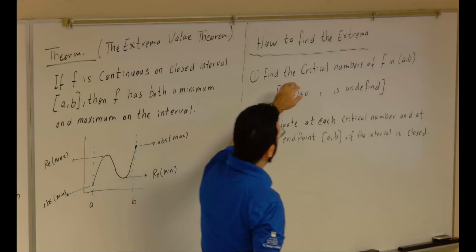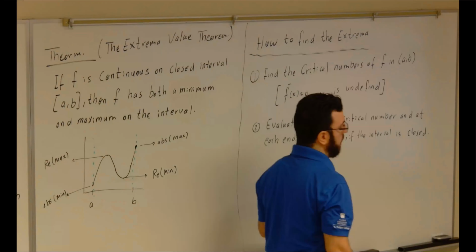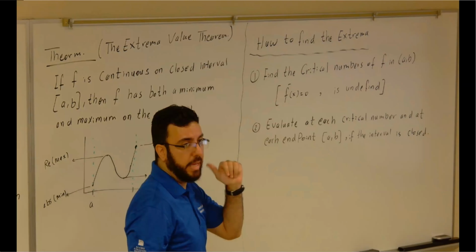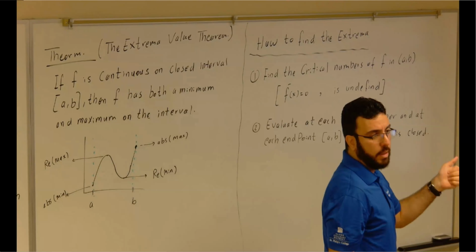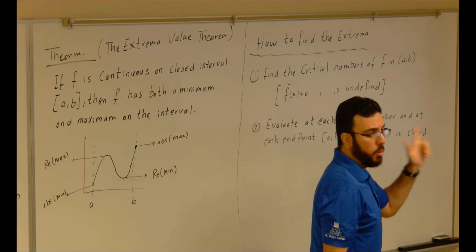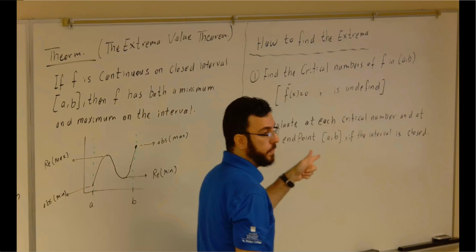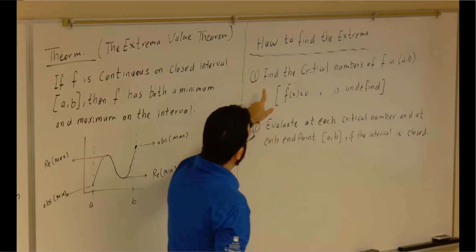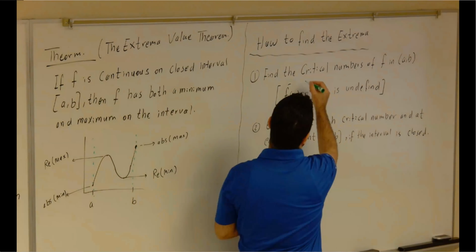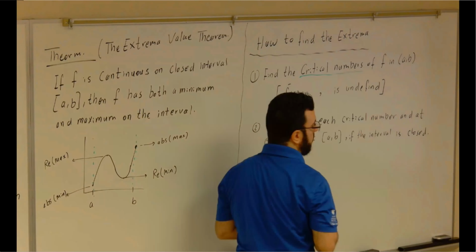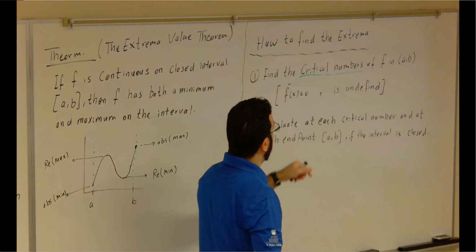How to find the extrema? You have to know that to find the extrema, you work with the first derivative, because in the next section we're going to use the second derivative. Okay? So first, find the critical numbers. This is the first thing you're going to do. When you need to find the extrema, you're going to find the critical numbers.